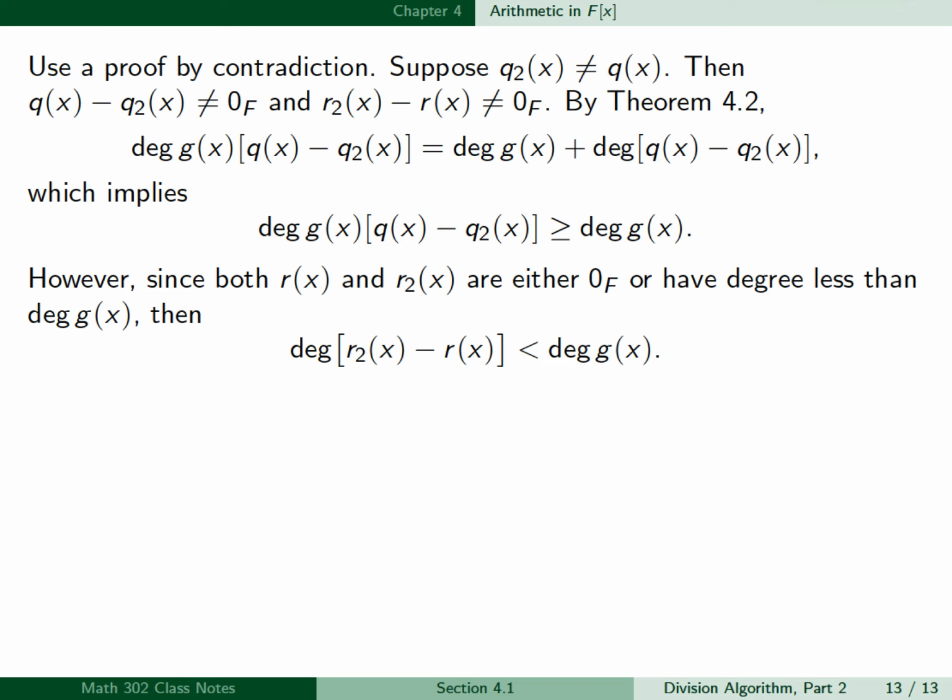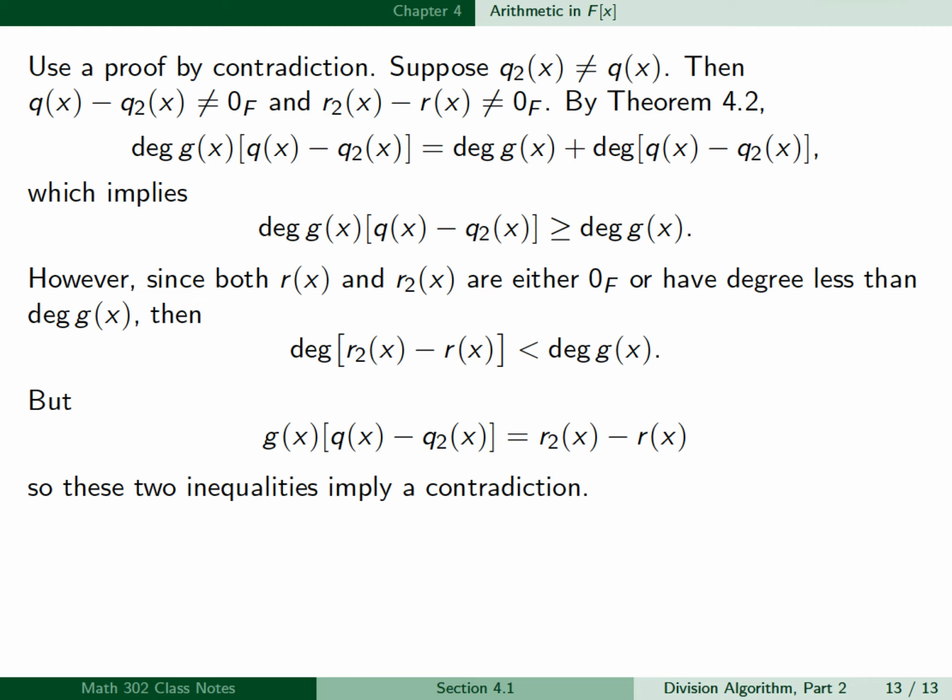However, since both r of x and r2 of x are either 0 or have degree less than the degree of g of x, then the degree of the difference r2 of x minus r of x will be strictly less than the degree of g of x. But g of x times q of x minus q2 of x is equal to r2 of x minus r of x. So we've shown that the left side of this equation has degree greater than or equal to the degree of g of x, but the right side has degree strictly less than the degree of g of x. So these inequalities imply a contradiction.